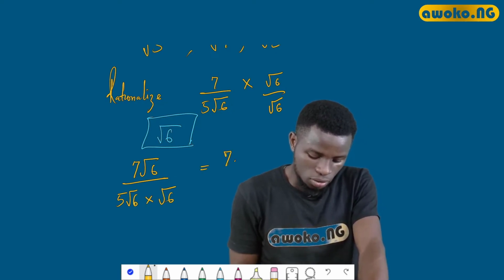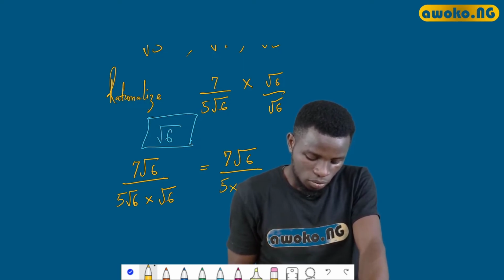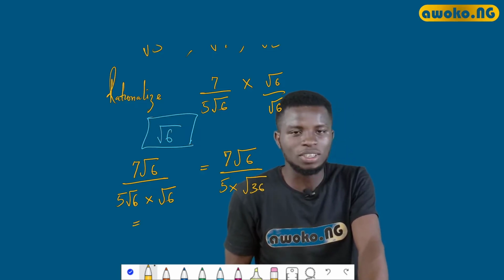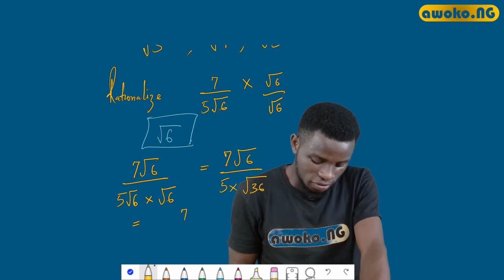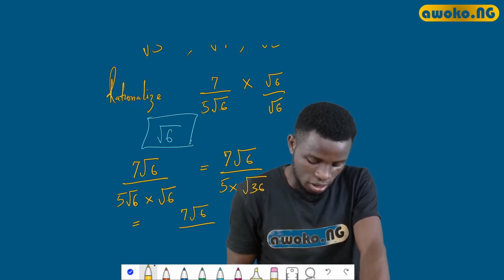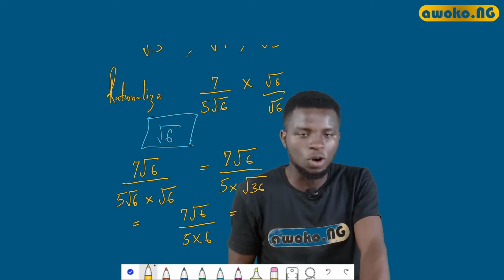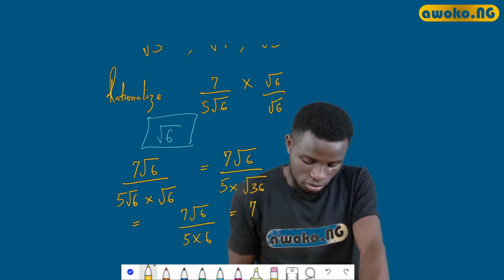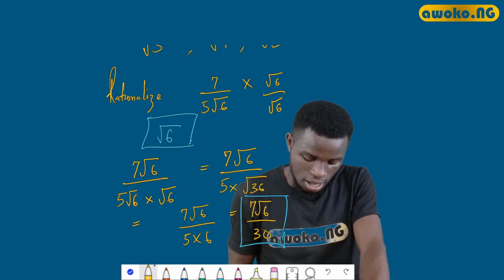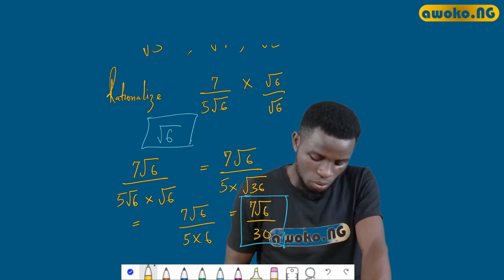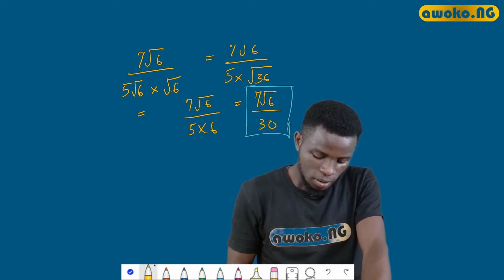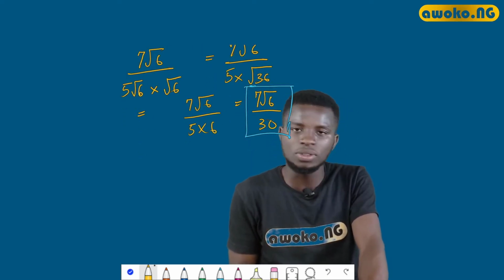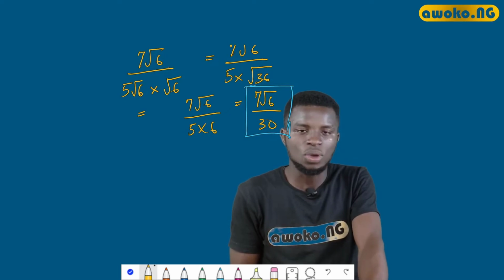Which is equal to 7 root 6 over 5 times root 36. And root 36, of course, is equal to 6. So we have 7 root 6 all over 5 times 6. Of course, this gives us 7 root 6 over 30 as our final answer. Then let's say we have this, we can't reduce this to its lowest step. So we have to leave it this way.